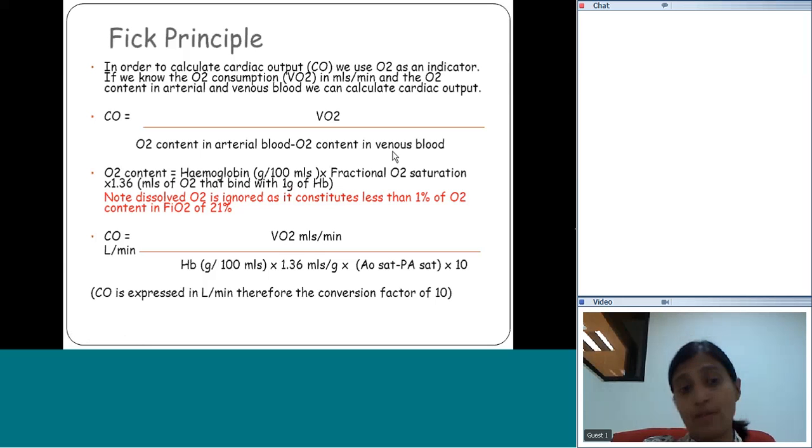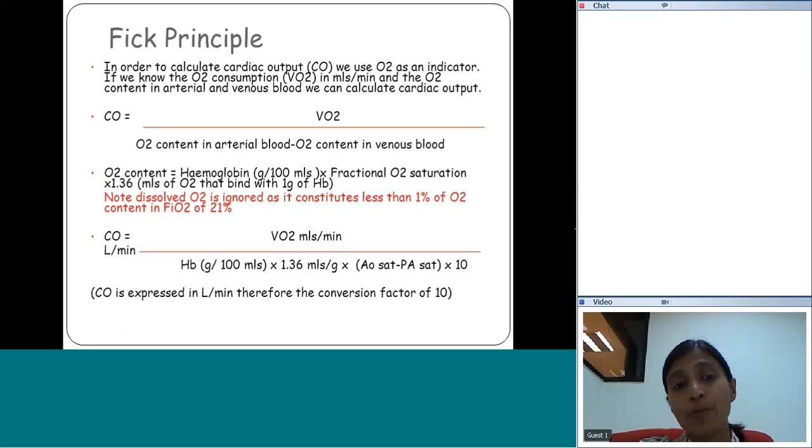Now, how do you calculate oxygen content? What is oxygen content? It involves hemoglobin. Hemoglobin carries the majority of oxygen in blood, particularly in room air. You times that by 1.36. So what is this 1.36? 1.36 is the number of ml of oxygen that binds with 1 gram of hemoglobin. So if you want to know how much total oxygen is carried by all the hemoglobin in the body, it is hemoglobin multiplied by 1.36. That will give you the amount of oxygen carried by hemoglobin.